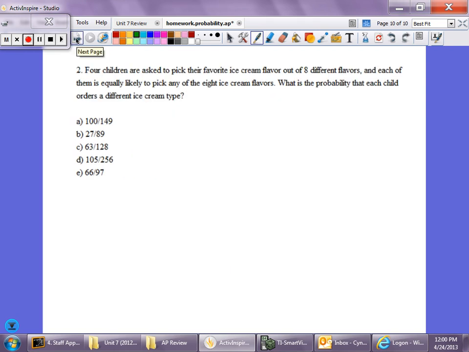4 children are asked to pick their favorite ice cream flavor out of 8 different flavors, and each of them is equally likely to pick any of the 8 ice cream flavors. What is the probability that each child orders a different ice cream flavor? Well, I'm going to begin by defining my four events. I have child A picking an ice cream, child B picking an ice cream, child C, and D. The only issue is that after child A makes a pick, child B, we don't want him to pick any flavor. We want him to pick any flavor but what child A picked. Because they want the probability that each child orders a different ice cream.